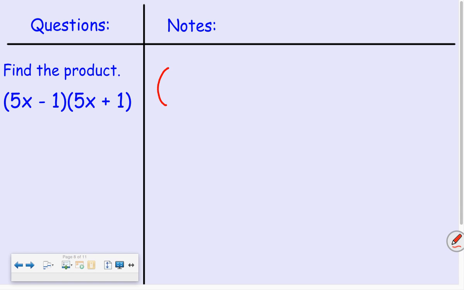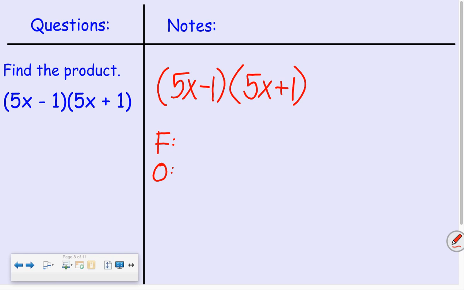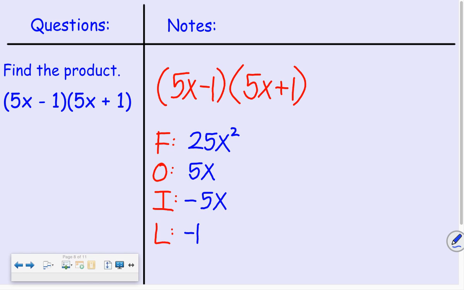All right, let's see what happens on this one. Same thing where you have the same parentheses, the same binomial. One is addition, one is subtraction. So first is 5x times 5x, so 25x squared. Outer is 5x times 1, so 5x. Inner is -1 times 5x, so -5x. Last is -1 times 1, so -1.